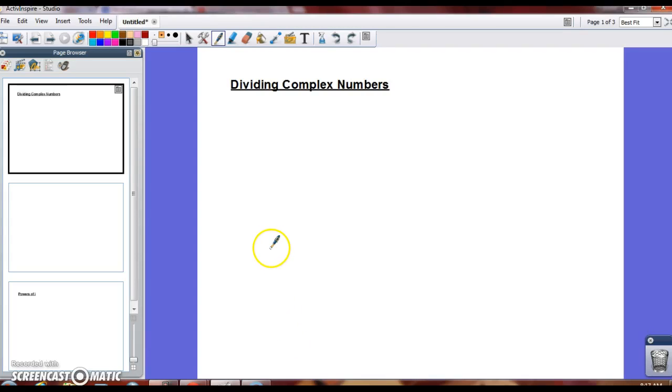Hi everyone, today we're going to talk about dividing complex numbers. So in our last video we went through adding, subtracting, and multiplying. Today we're going to talk about dividing. A little bit different than the other operations.